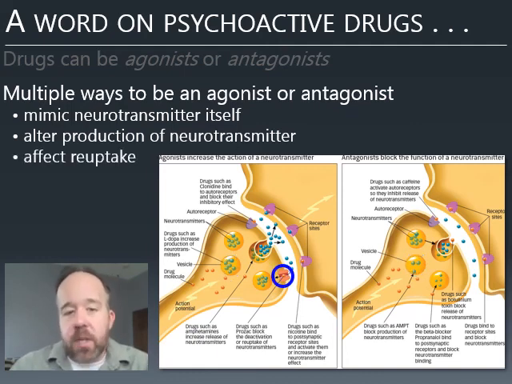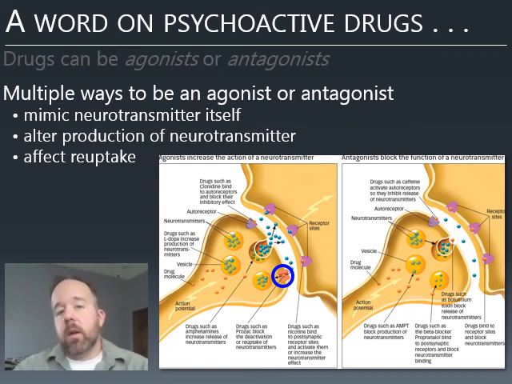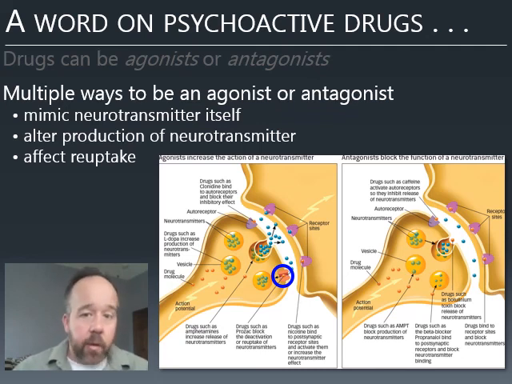It can affect what we call reuptake. And here I've circled in this diagram a molecule on the presynaptic neuron whose job is to pull neurotransmitter back into the neuron. So neurotransmitter is released, but it doesn't stay out there forever. If it did, it would just constantly be activating that postsynaptic neuron. So one way to get rid of all that neurotransmitter is to sort of vacuum it back up into the presynaptic neuron. And that process is what we call reuptake. So if a drug increases reuptake, it's an antagonist because you're pulling neurotransmitter back into the presynaptic neuron, and it can't be out there doing its job.